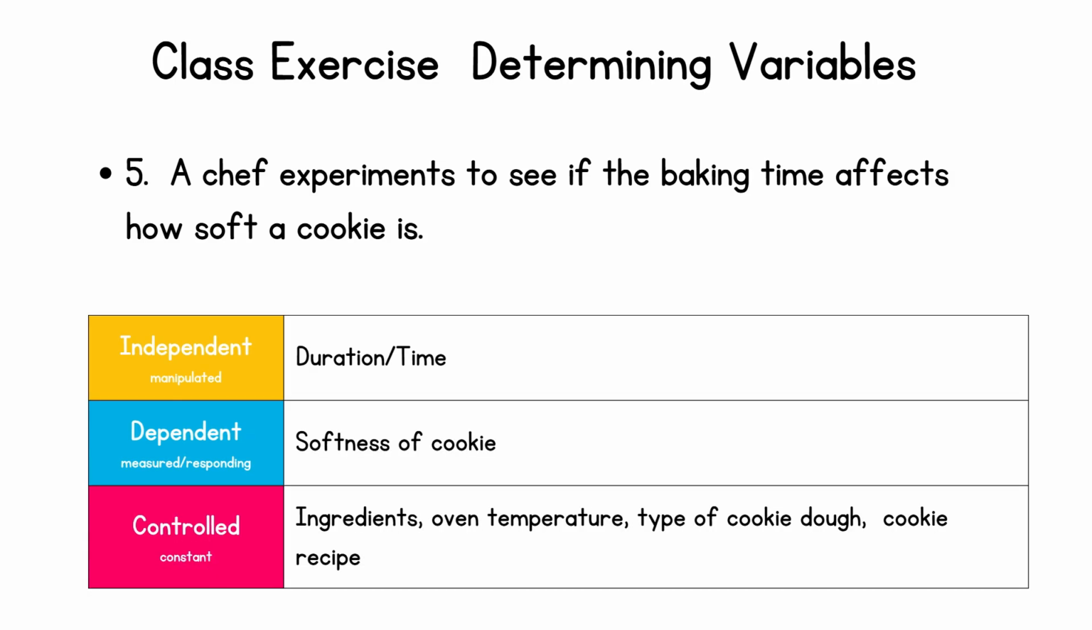Awesome. So the independent variable will be time or duration. Dependent will be the softness of the cookie. And then we can control many things: the ingredients, the oven temperature, the type of cookie dough, and the cookie recipe.